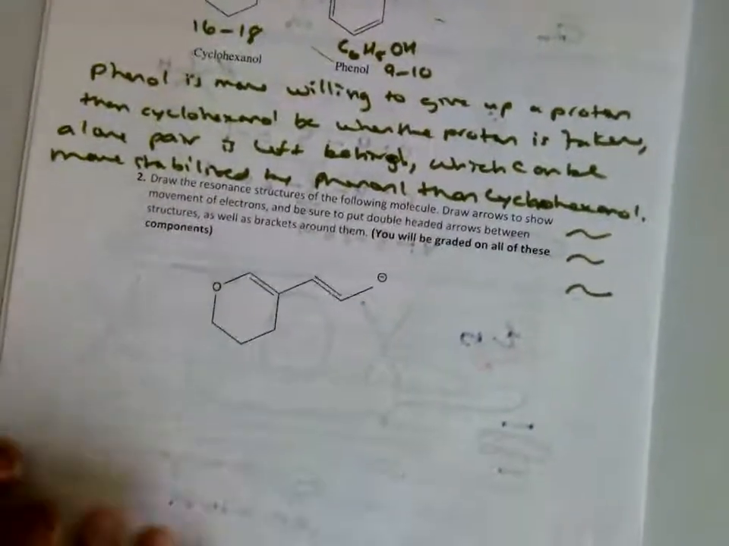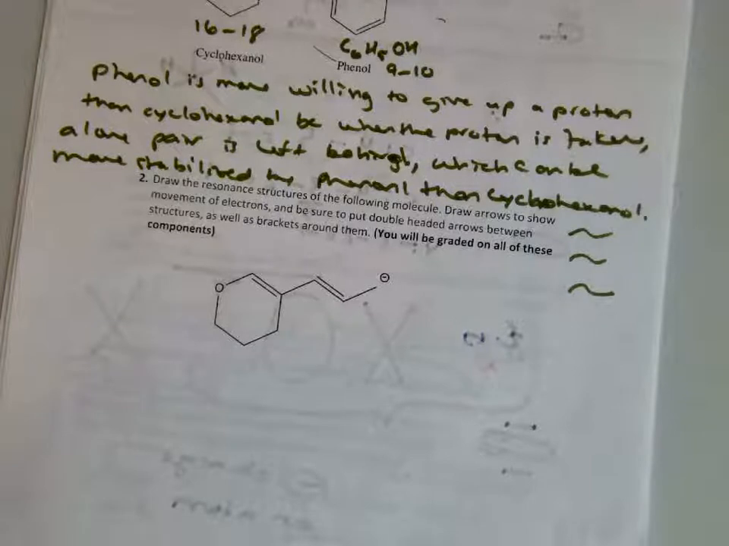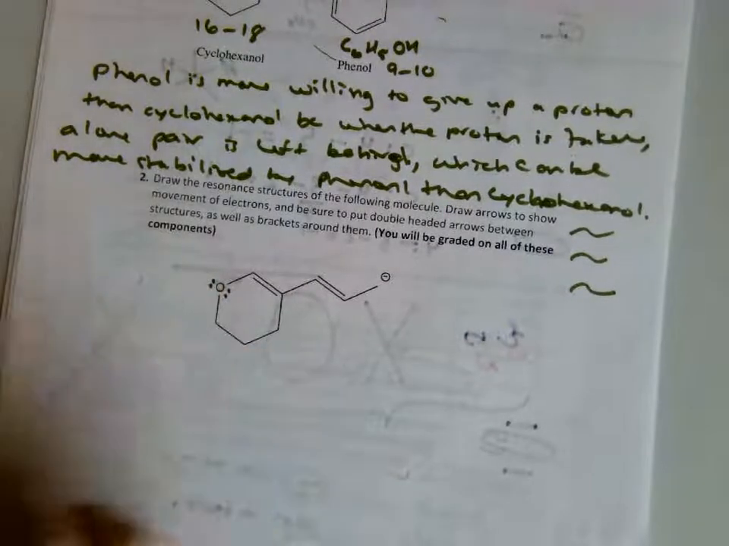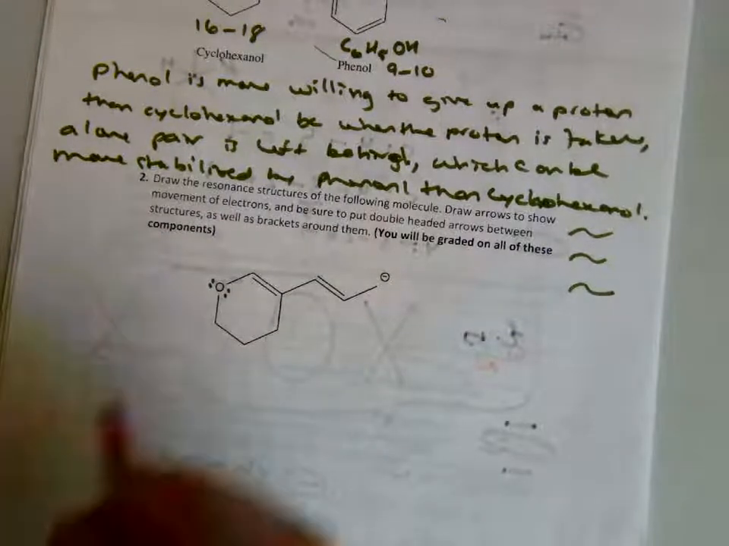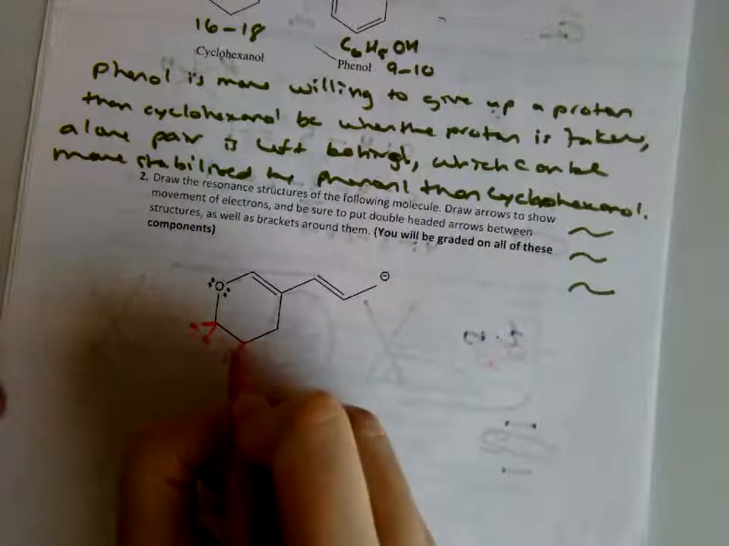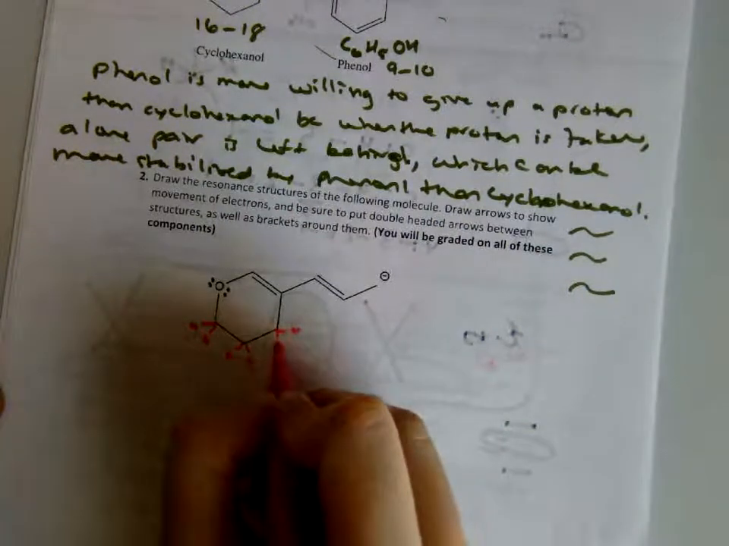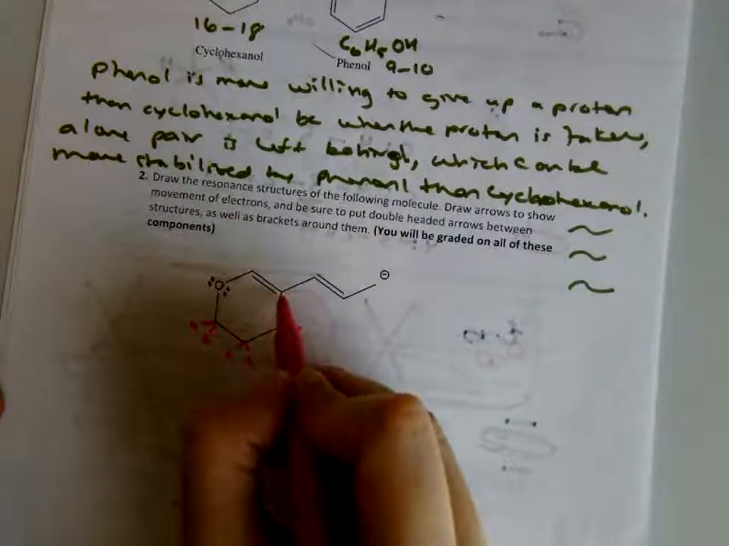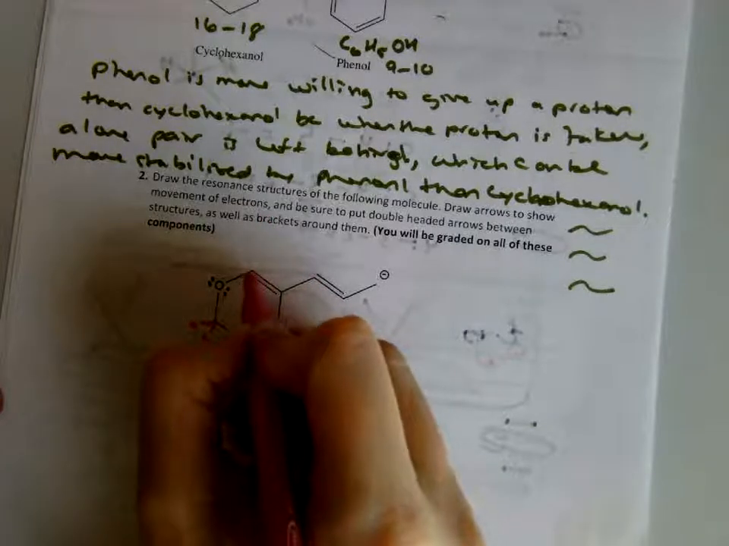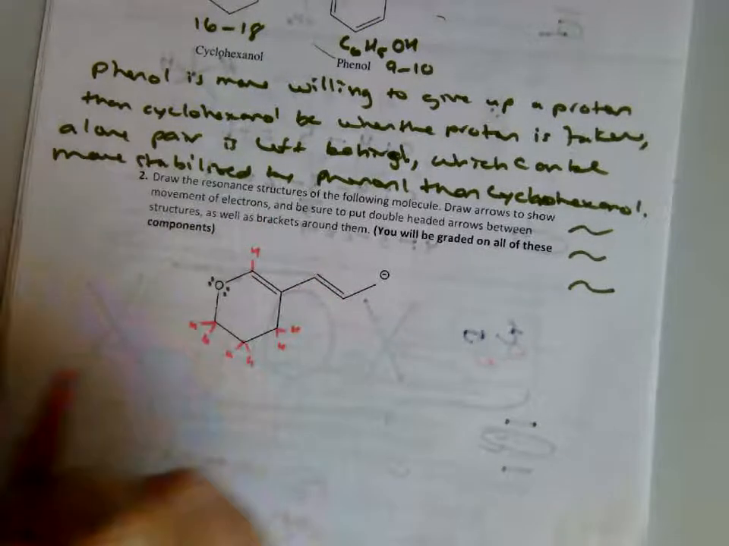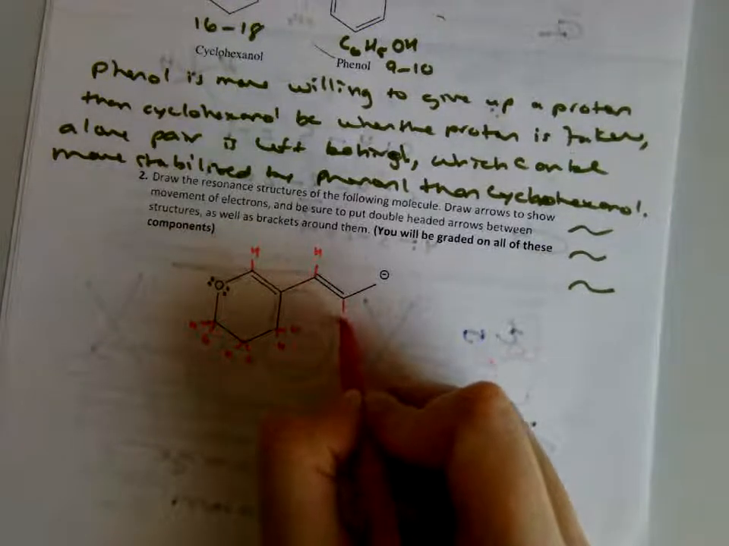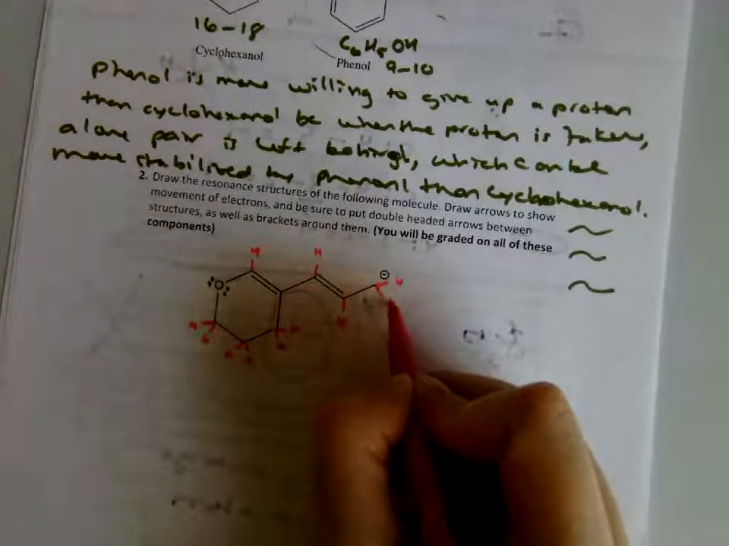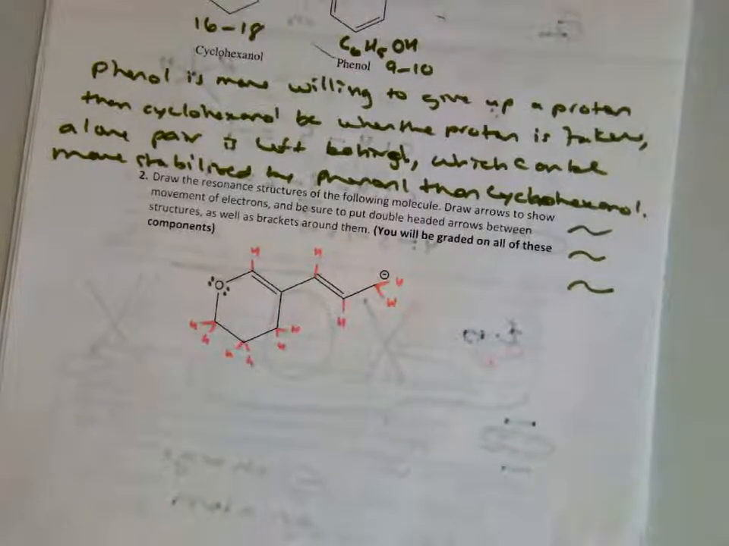Okay, next one. Draw the resonance structures of the following molecules. So I always start by drawing in the lone pair here, and then I'm going to draw the hydrogens here. Hydrogen, hydrogen, and then 2 hydrogens here. A lot of times this helps people not to lose their hydrogens. So I think this helps.